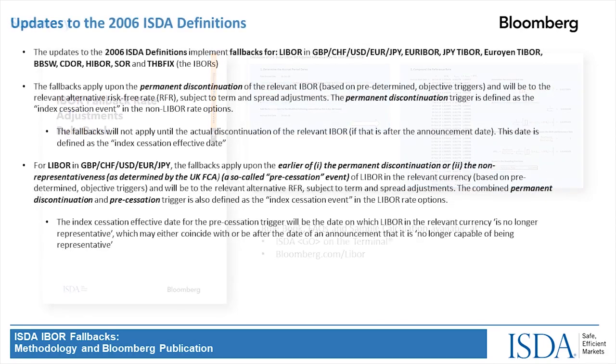Thanks, Chris. I'm now going to talk about how the fallbacks that Chris described are referenced in the updates to the 2006 definitions. So as mentioned on the previous webinar, ISDA is updating the 2006 ISDA definitions via the IBOR fallback supplement to implement fallbacks for LIBOR in the 5 currencies in which it is published, and those include sterling, Swiss franc, US dollar, euro, and Japanese yen.